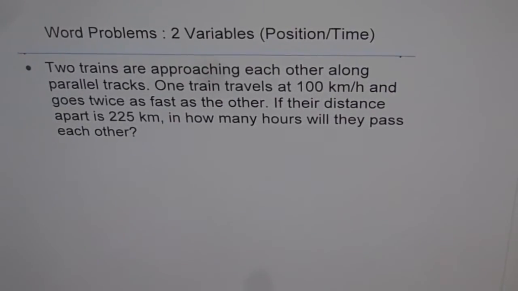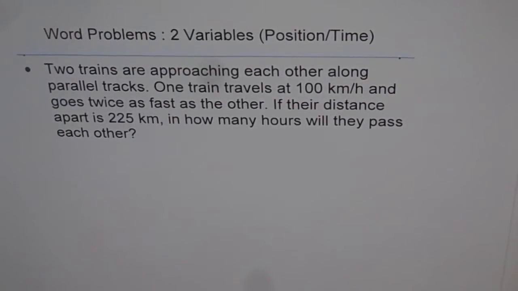Here is an interesting problem which relates position and time, and it could be solved using two variables. The question is, two trains are approaching each other along parallel tracks. One train travels at 100 kilometers per hour and goes twice as fast as the other. If their distance apart is 225 kilometers, in how many hours will they pass each other? So that is the question before us.